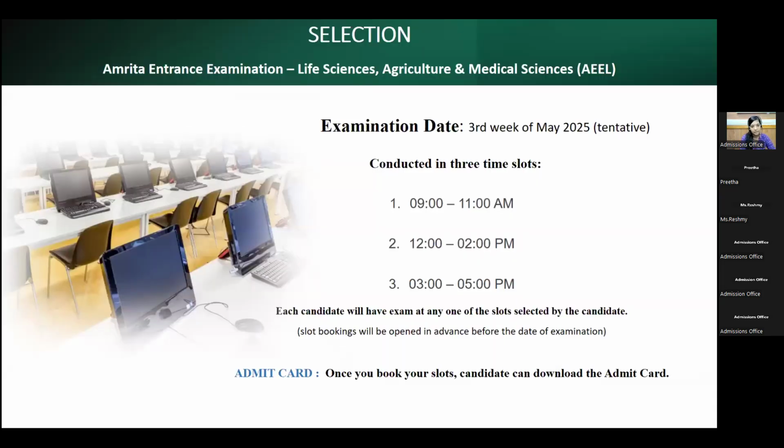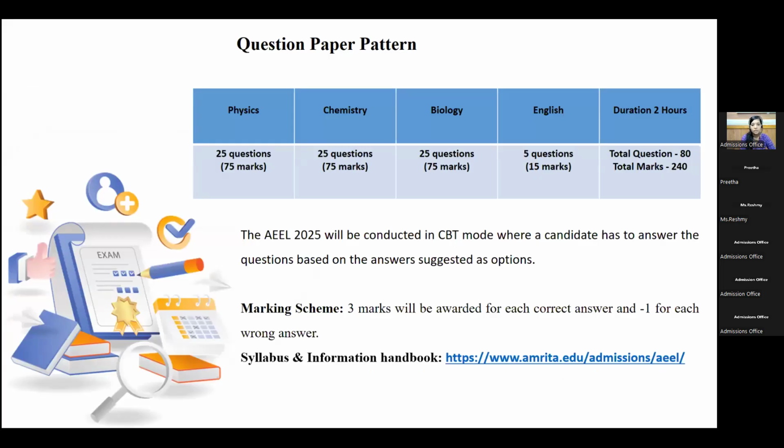Now, as I mentioned earlier, selection for this B.Sc MLT would be based on the Amrita entrance exam for life science, agriculture, and medical sciences, that is AEEL. The exam would be conducted in 3 slots, and each candidate will take the exam in any one of the slots selected by the candidate. Details regarding slot booking and admit card download will be sent to your registered email ID. Now, coming to the question paper pattern.